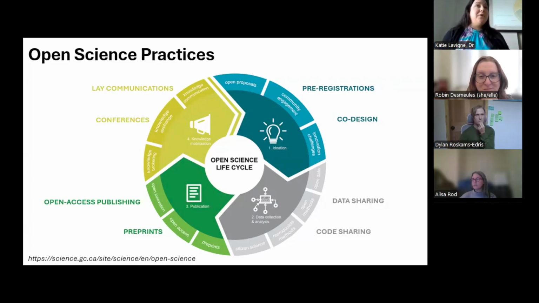And then, of course, when you're communicating your research, you can communicate this in many different ways, and you can integrate the lay community in your communications so that your science is more open and available to everybody else. So the idea of open science is really just to make your work transparent, reproducible, and something that can be shared with the broader community.